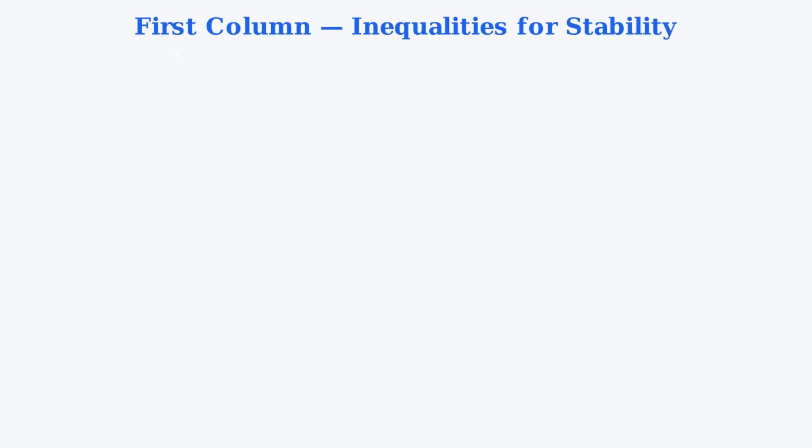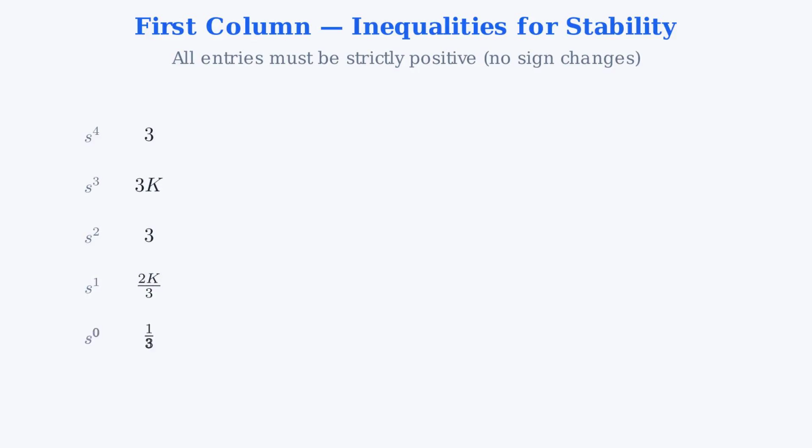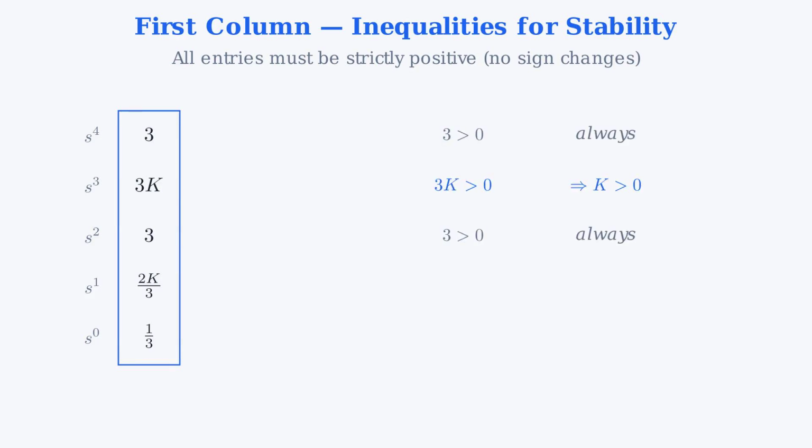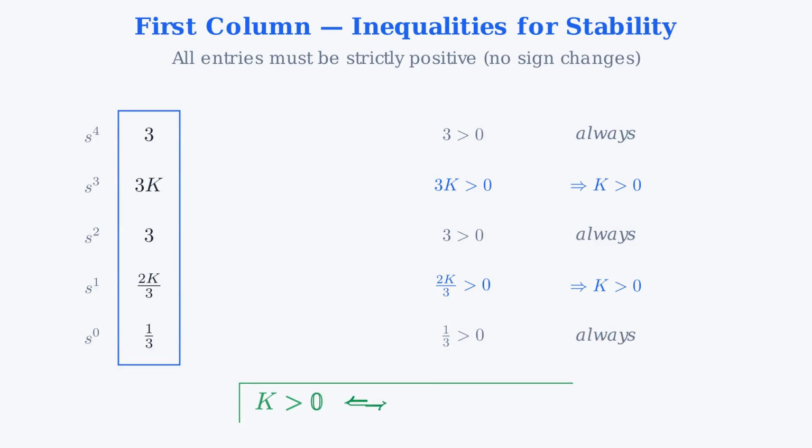From top to bottom, 3, 3k, 3, 2k over 3, 1/3. Stability requires every entry to share the same sign, and since the leading entry is positive, every entry must be strictly positive. Walk down the column. 3 is positive, no constraint on k. 3k is positive when k is positive, 1 inequality. 3 is positive, no constraint on k. 2k over 3 is positive when k is positive, same inequality repeated. 1/3 is positive, no constraint on k.